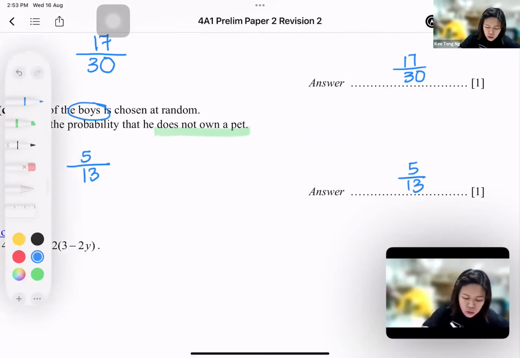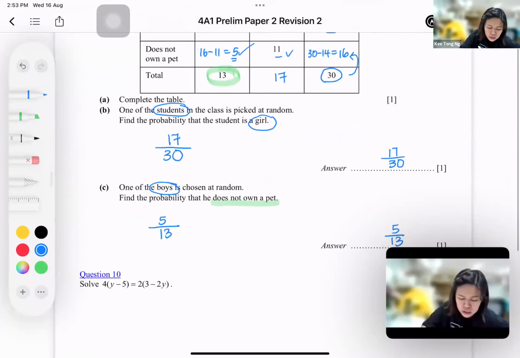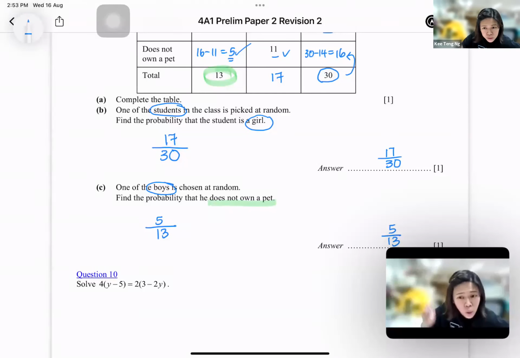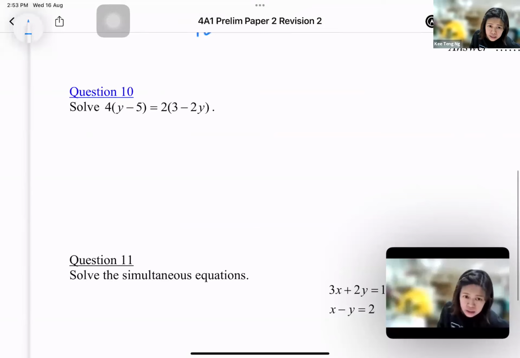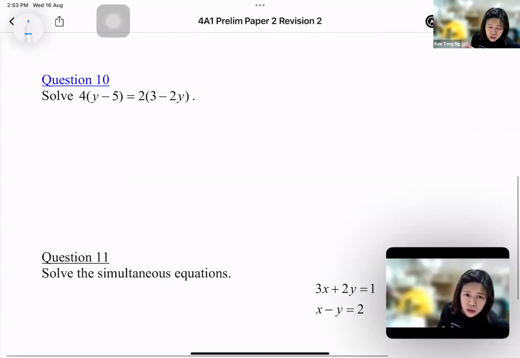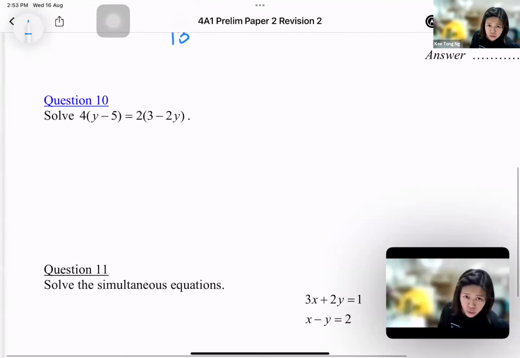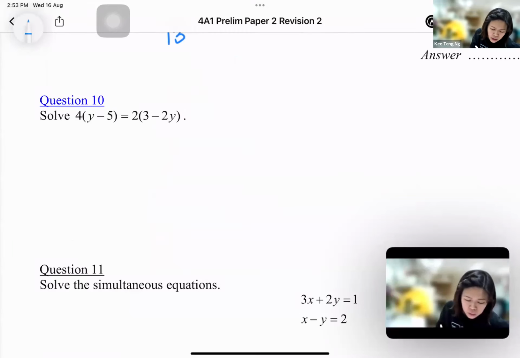Okay, so this type of question can also be tricky. Please read the question. Okay, this one. Now this type of question we can expand and shift around. Okay, we expand this: 4 times y, 4 times 5, and this one is 2 times 3, 2 times 2y.